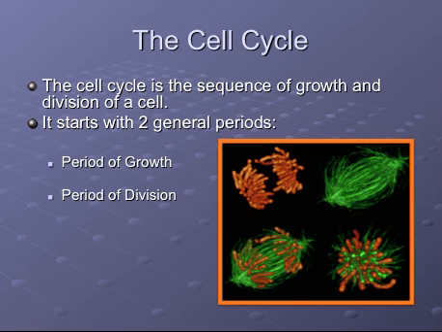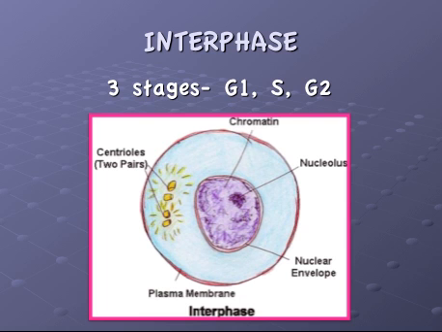The cell cycle. This is a sequence of growth and division of a cell. There are 2 general periods. What are they? Period of growth and period of division. Interphase is the period of growth. This is where the majority of the cell's life is spent. This consists of 3 stages: G1, S, and G2.